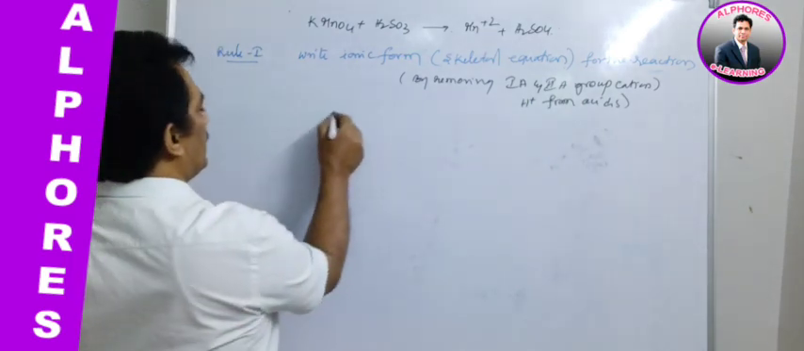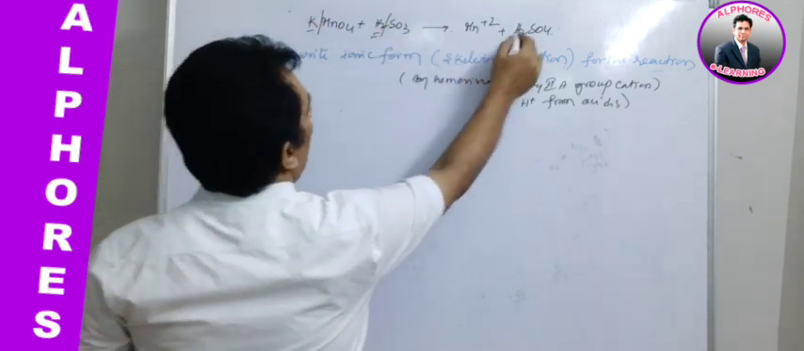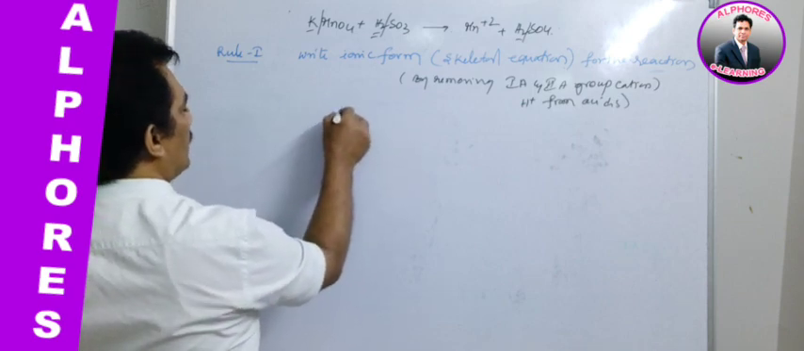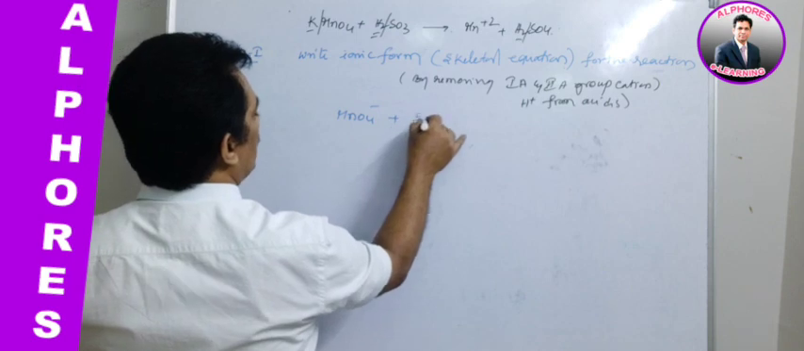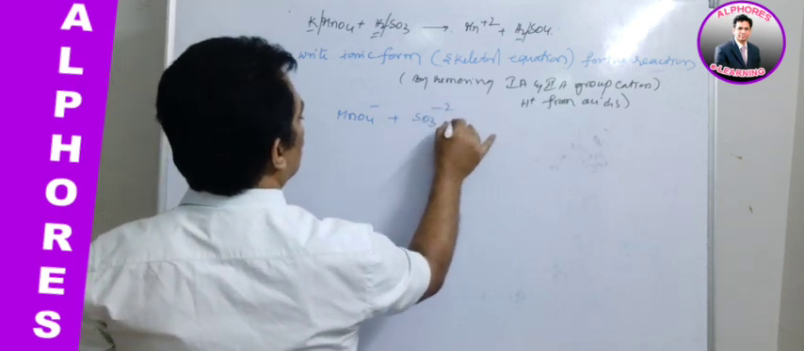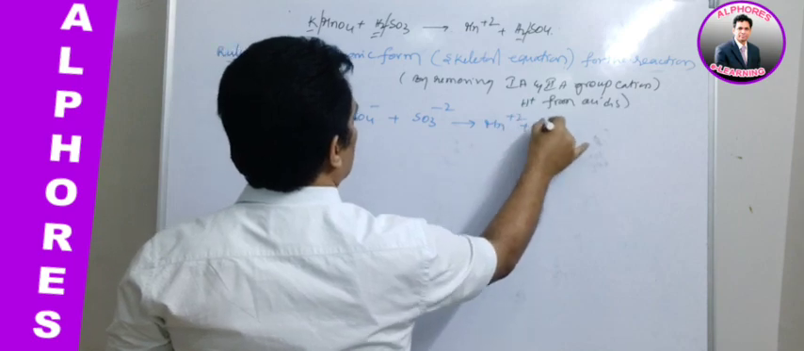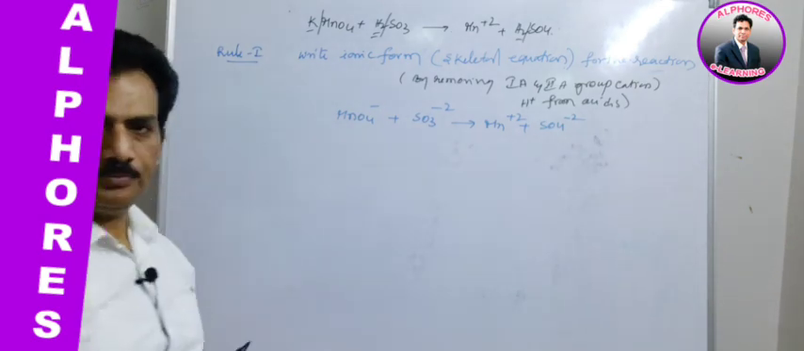Okay, first let me write that. This is first A group, and here it is H plus, and here it is H plus. So by removing all these, we are getting MnO4 minus plus SO3 minus 2 giving Mn plus 2 plus SO4 minus 2. This is the equation.